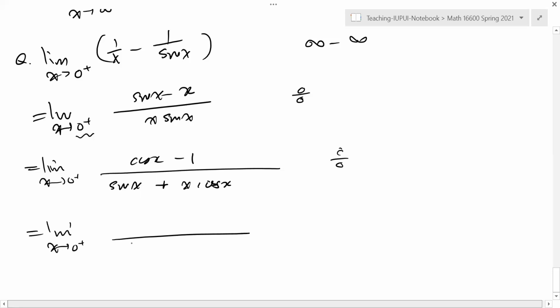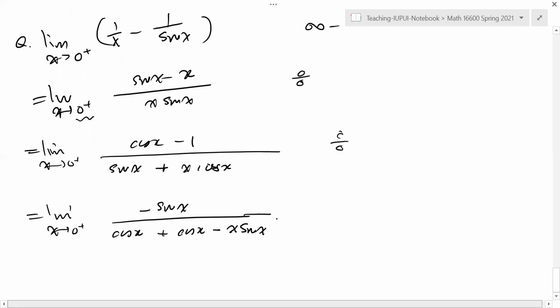and apply L'Hopital's rule again. When I differentiate, I get negative sine x only, right? Good. Negative sine x. And this will be cosine x. And here will be cosine x minus x sine x. Yeah, the product rule for the second. Okay. It's not too bad.